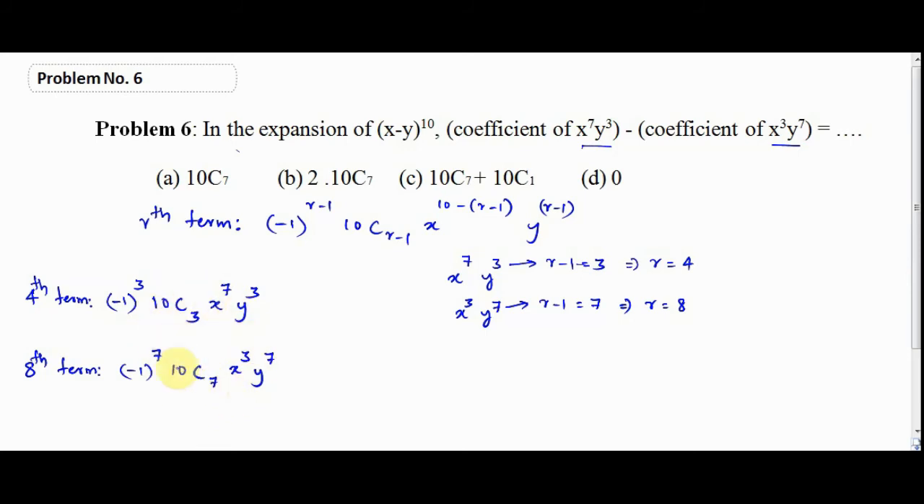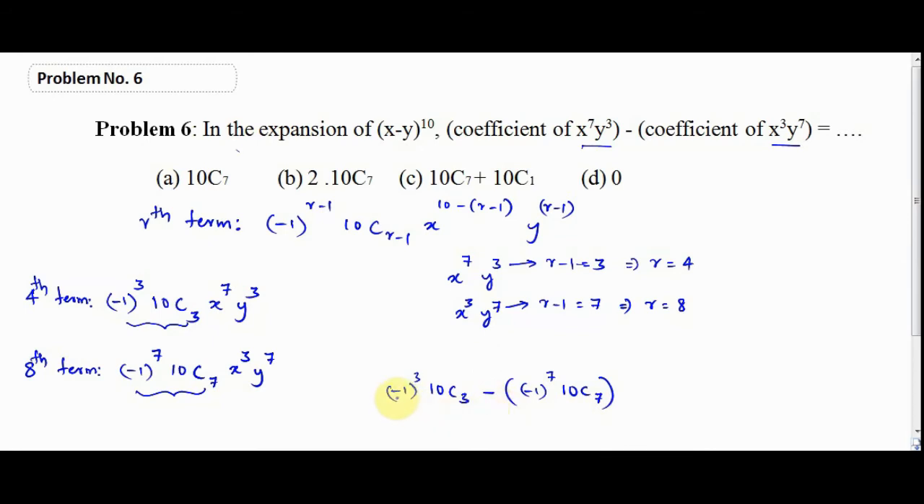So here we can see the two coefficients. This is the coefficient of the fourth term and this is the coefficient of the eighth term. So let's find out the difference between the two. Minus 1 raised to 3 into 10c3 minus minus 1 raised to 7 into 10c7.